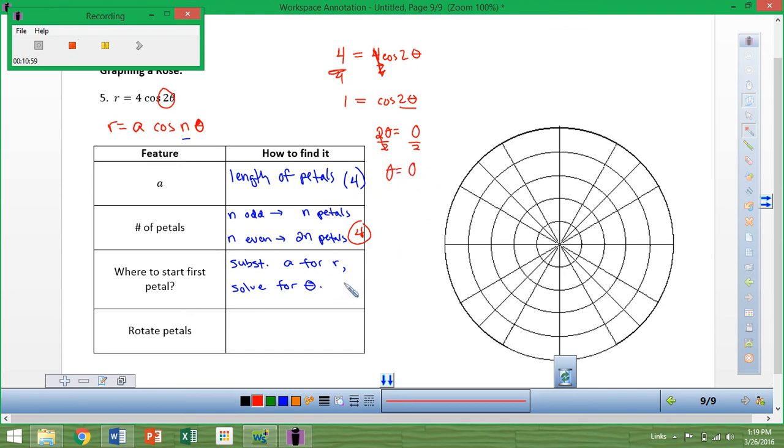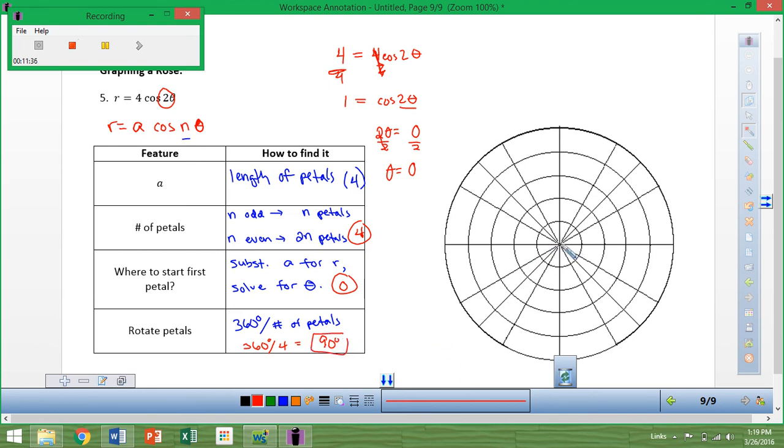So where am I going to start? I'm going to start at the angle 0, whether you think of that as 0 degrees or 0 radians, it's up to you, but that's where we're going to start. And then to rotate the petals and figure out how far we should go in our rotation, we're just going to take 360 degrees and divide by the number of petals that we have. And that's how often we have another petal. So we're going to take 360 and divide by 4 since we have 4 petals, and we get that we have another petal every 90 degrees.